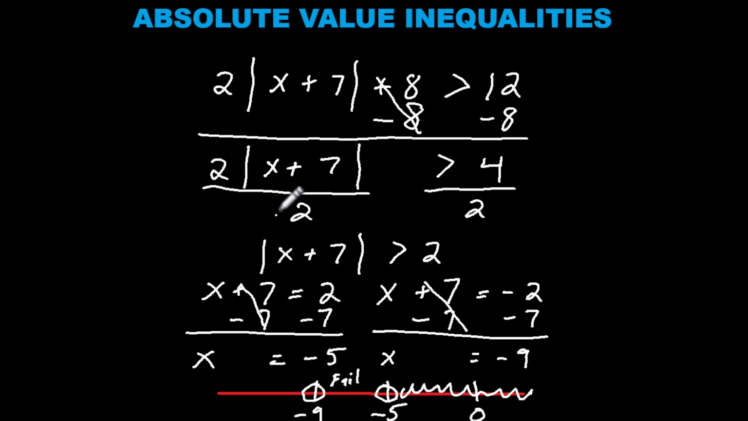And then I'm going to try minus 10. So minus 10 plus 7 is minus 3, and the absolute value of minus 3 is 3. 3 is greater than 2, so this also passes when I go to the side over here. So these here are going to be connected with an or. So I'm going to put X is less than minus 9, or X is greater than minus 5.